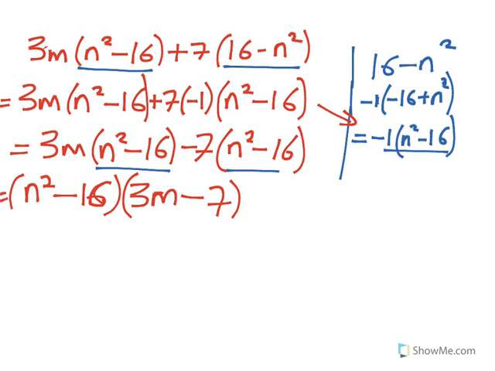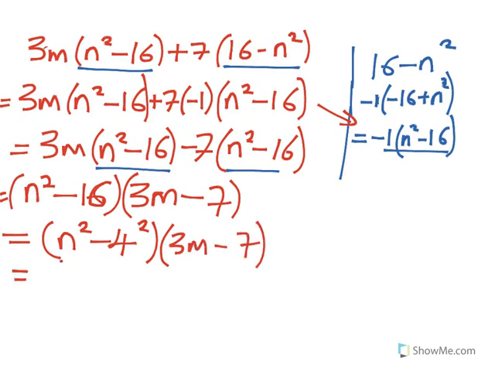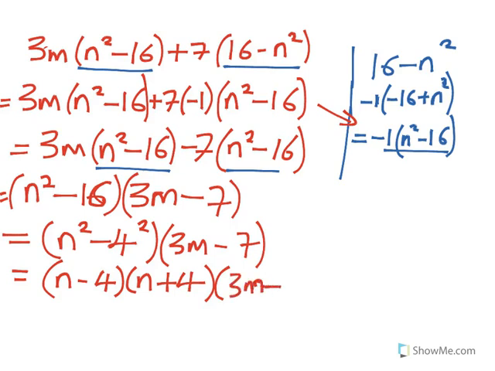But this does not end there, because n squared minus 16, you can see it can still go further. It is going to be n squared minus 4 squared. Why 4 squared? Because 4 squared is 16, and 3m minus 7. This is equal to, remember, difference of two squares, (n minus 4)(n plus 4)(3m minus 7). Then this becomes the solution to this kind of problem.